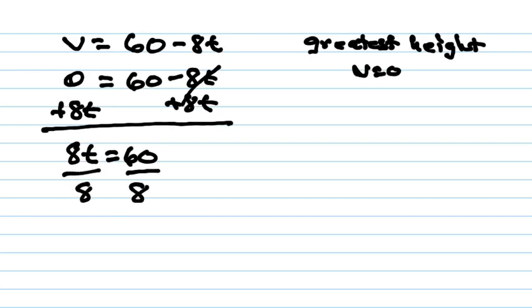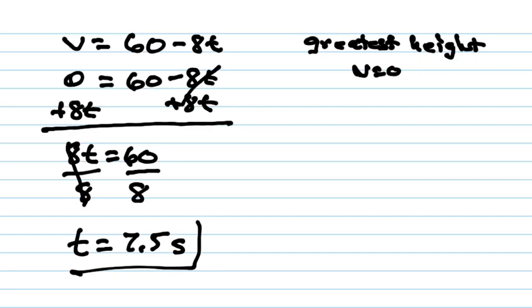Then that's 8 times t. The opposite of multiply is divide. So you divide by whatever that coefficient is. And 60 divided by 8 gives you 7.5, and time is measured in seconds. So the maximum height is reached after it's been in the air for how many seconds? 7.5. Now, but they want to know what is the maximum height.